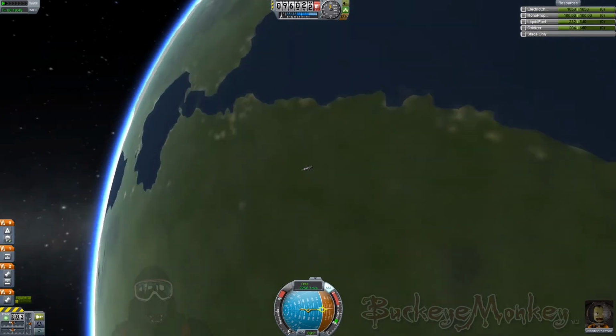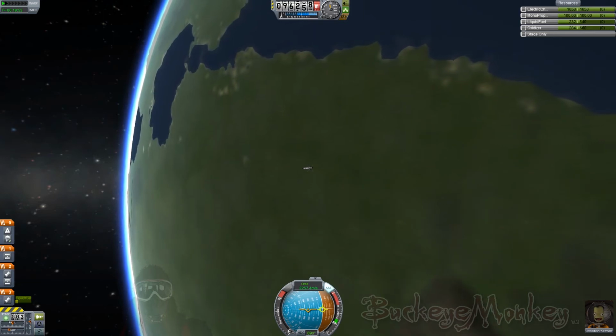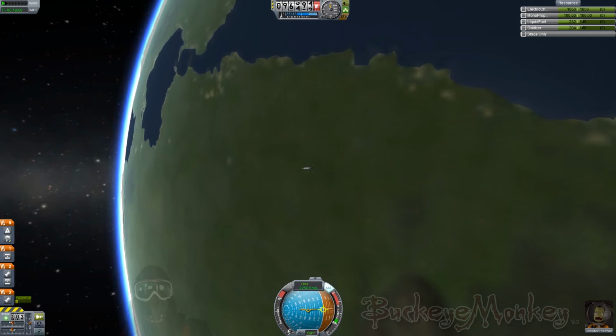But let's switch ourselves back to orbit because we are not trying to land on Kerbin, and Kerbin has an atmosphere anyway, so we can just land using parachutes. We don't really need to use the rocket and be precise with it.